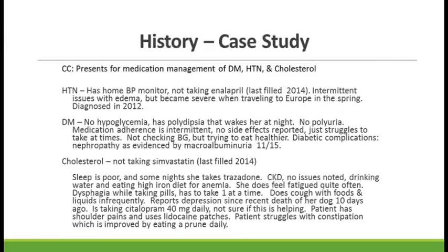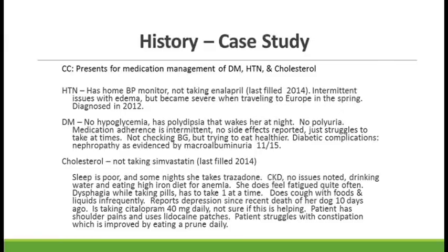Diabetes, the patient is negative for hypoglycemia or polyuria, but does have polydipsia that wakes her at night. Her medication adherence is intermittent. There are no side effects reported, but she struggles to take it sometimes. She is not checking her blood glucose, but is trying to eat healthier. There is a diabetic complication of nephropathy. She has been taking her simvastatin, which also has not been filled since 2014.